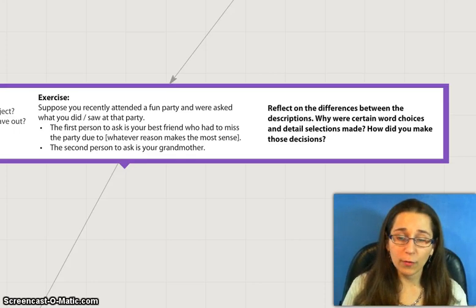So as we're developing writers, it's not just about recognizing what words we're using and what words we're not, but also why we're choosing certain conventions, because that's going to help us develop further. So go ahead and pause this video and take about 5 to 10 minutes and reflect on this scenario and how you would determine which details and which word choices you would be using.